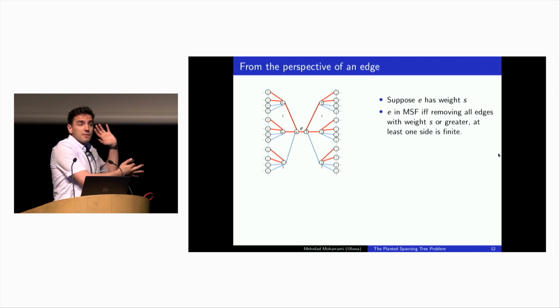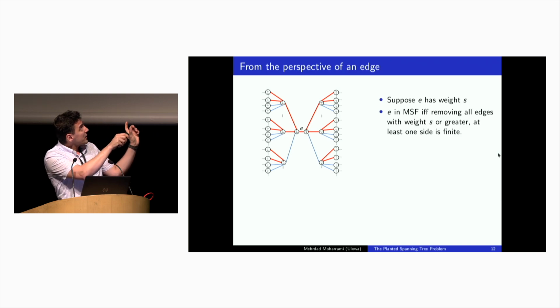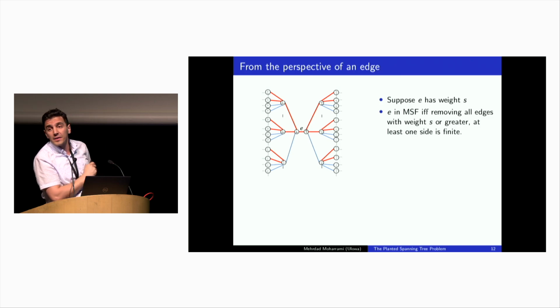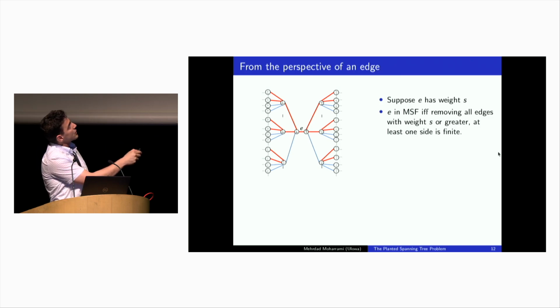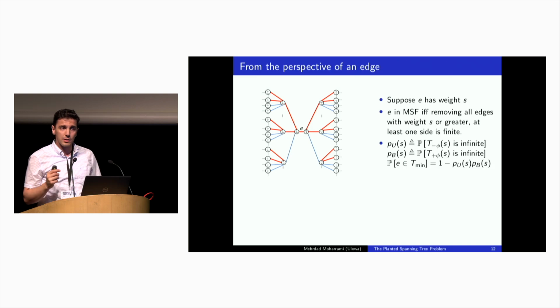In here, we are talking about the infinite graph, which is itself a tree. So a path between these two, after removing all the edges with weight at least S, is going to be a path to infinity. So E is going to be part of the minimum spanning forest if, after removing all the edges with weight at least S, either the resulting branching process on the left dies out, or the resulting branching process on the right dies out. So that's how you characterize the minimum spanning forest in here. So again, the probability that E is part of the minimum spanning tree is just 1 minus the probability of survival of both branching processes on the left and right.